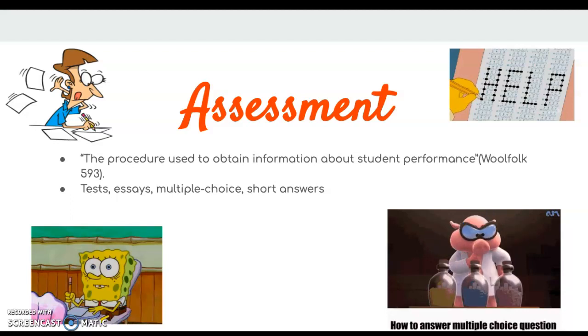According to Woolfolk, assessment is a procedure used to obtain information about student performances. Assessments sample and observe student skills, knowledge, and abilities of a concept that a teacher has just taught. There are many different kinds of assessments, such as formative, interim, summative, and of course authentic, which we will discuss in a second or so. Some forms of assessment include multiple choice, tests, essays, short answers, and journals. There are so many different kinds of assessment. It just depends on the teacher's desires.